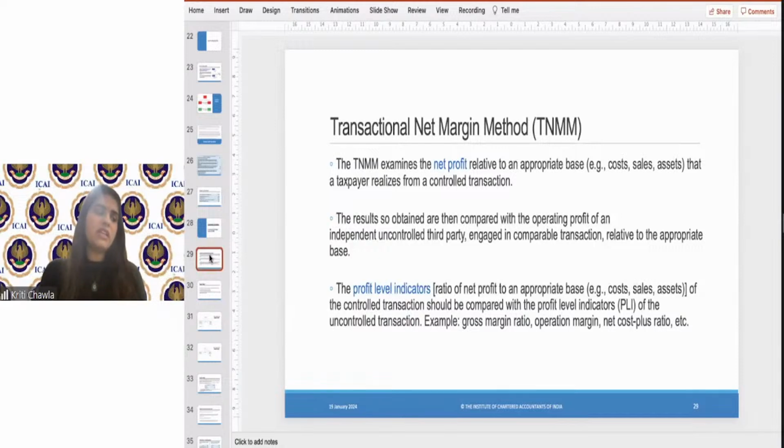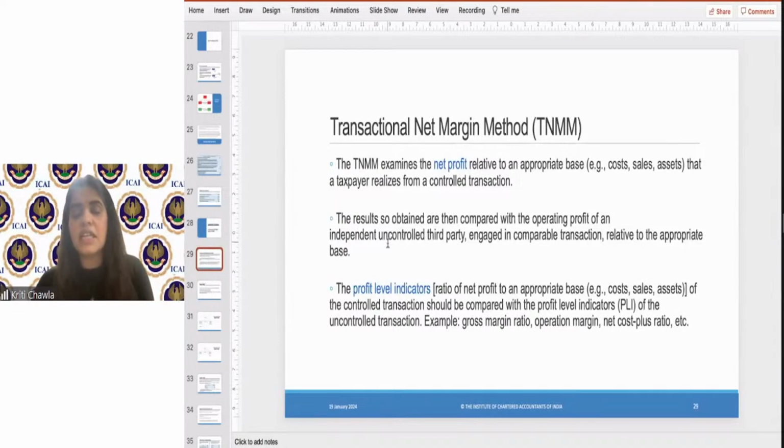TNMM is very, very easy. They just say that, listen, calculate the net profit margin from your transaction and then compare it with the net profit margin that independent enterprises in comparable situations are also earning. And then if you feel that, on that comparison, your related party is doing more margin, then it is at arm's length price.